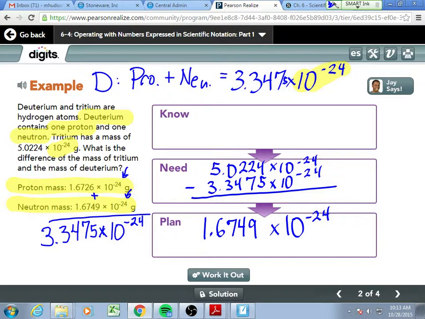She's right. The answer is the mass of the neutron. So what does that actually tell us then?